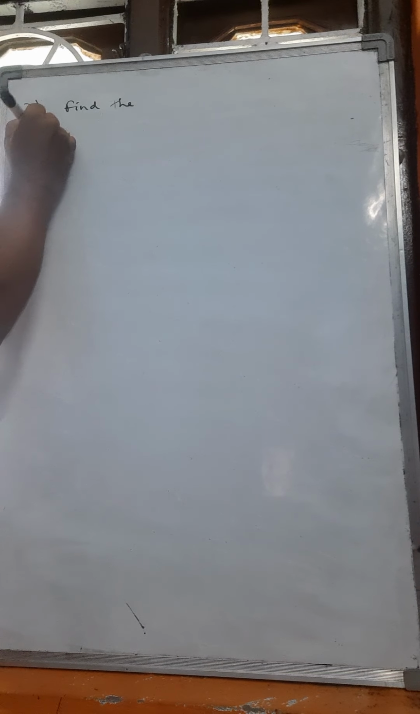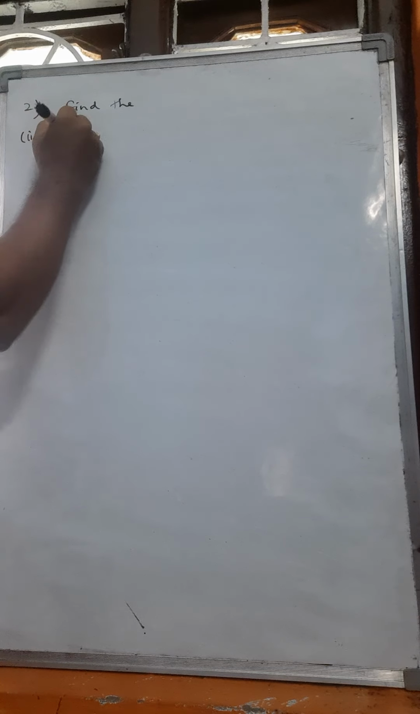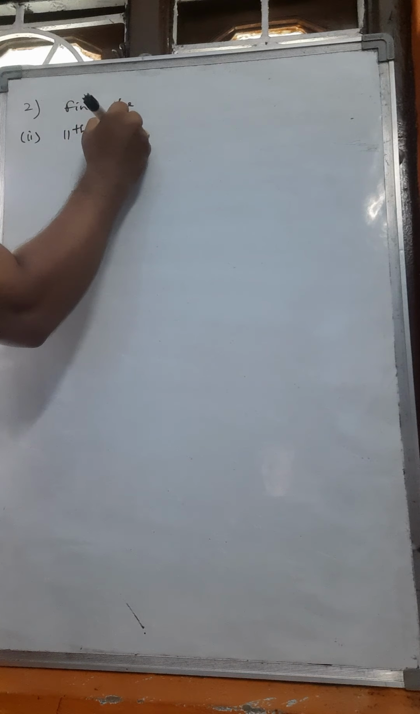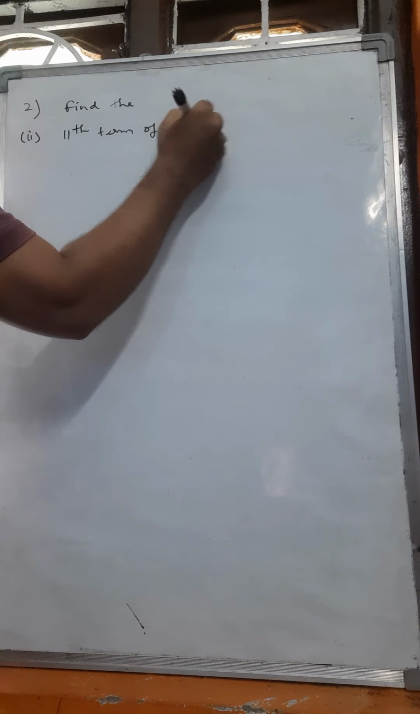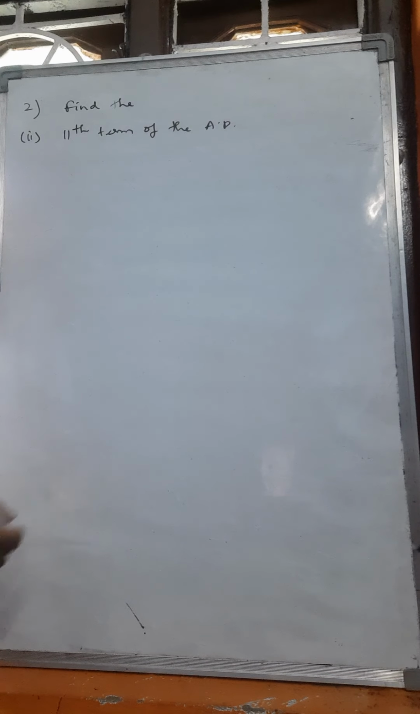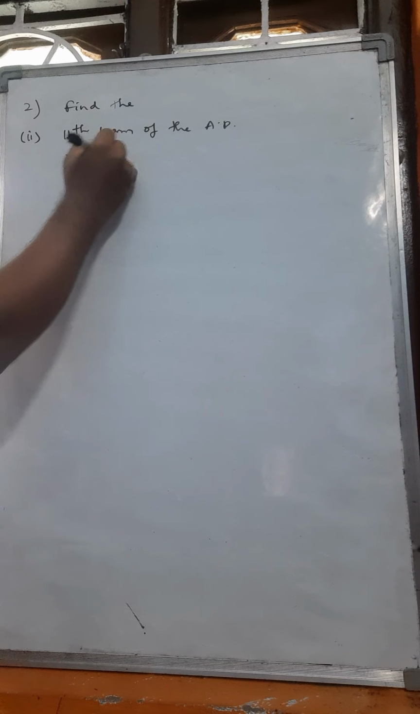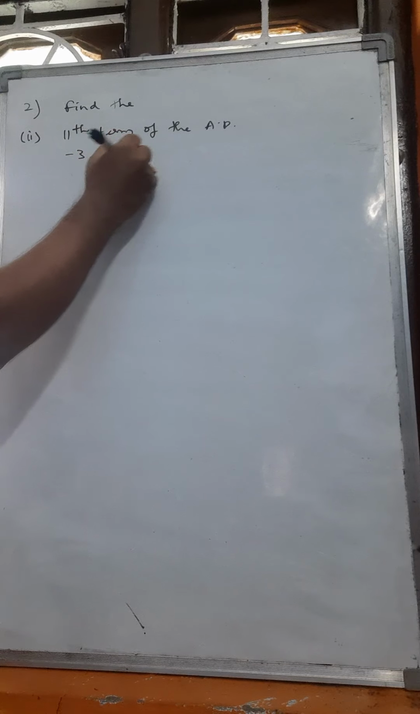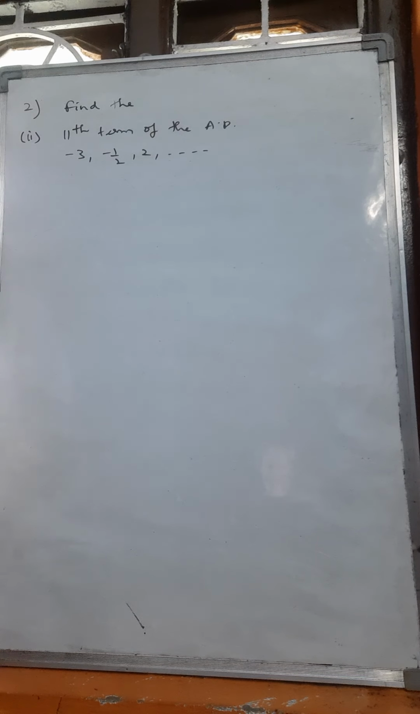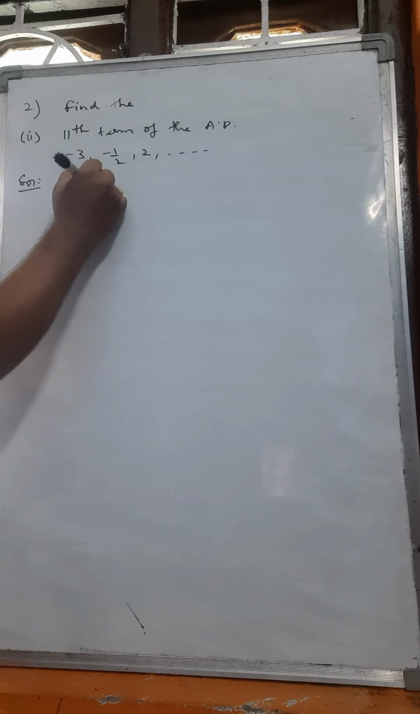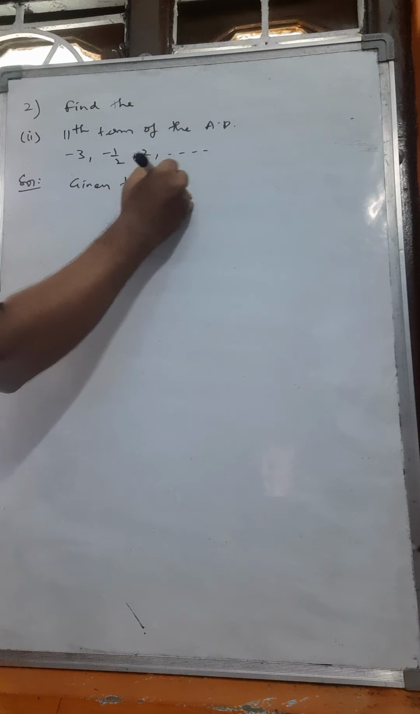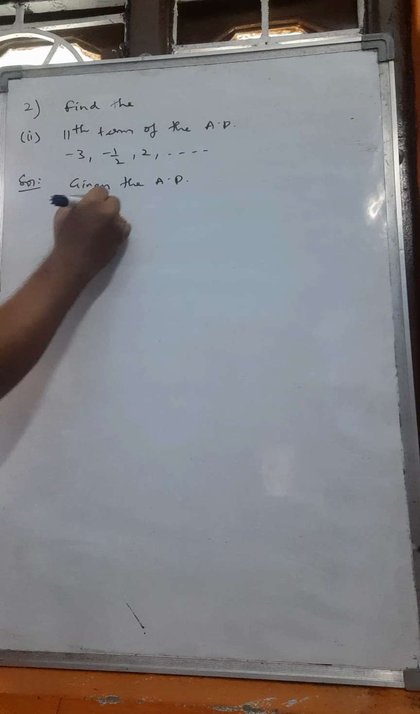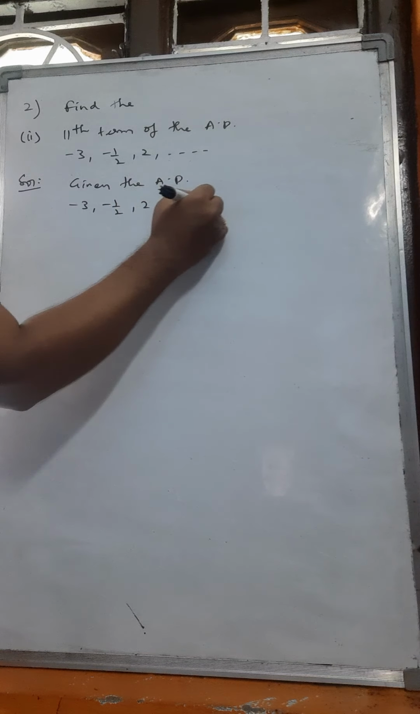Next, second problem: find the 11th term of the AP minus 3, minus 1 by 2, 2, and so on. Solution: given the AP minus 3, minus 1 by 2, 2, and so on.